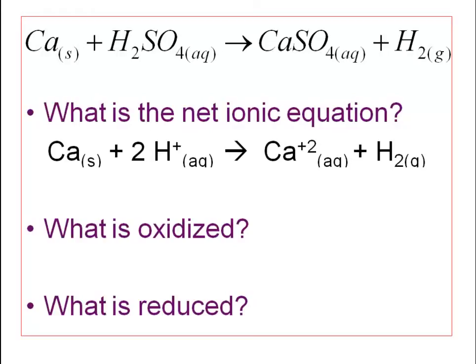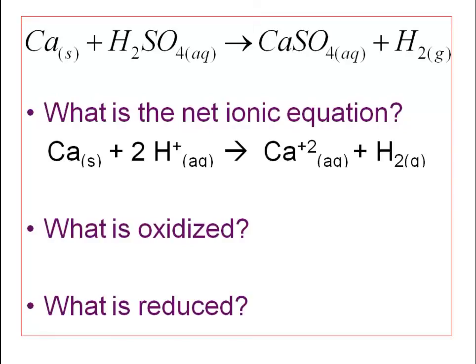Hydrogen, on the reactant side, starts out positive and becomes 0. Remember, diatomic elements will have a 0 oxidation number. So if it's a +2 on the reactant side and becomes 0 on the product side, it must have gained electrons to neutralize that positive charge.